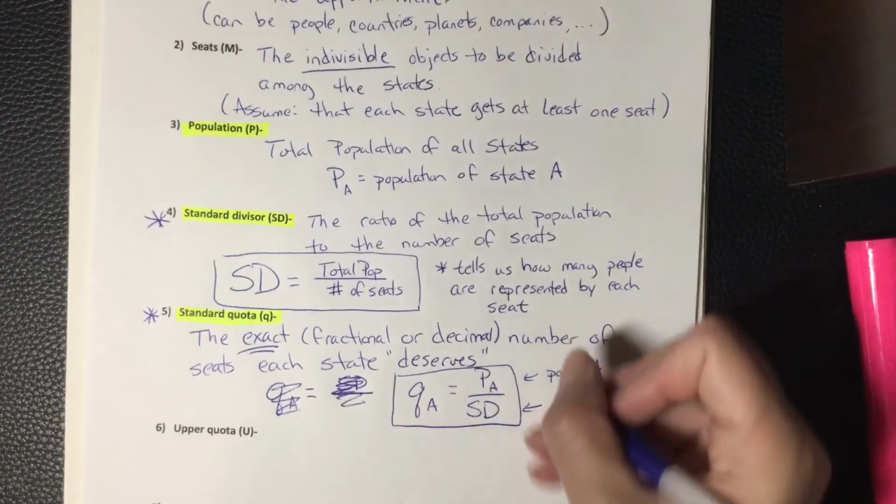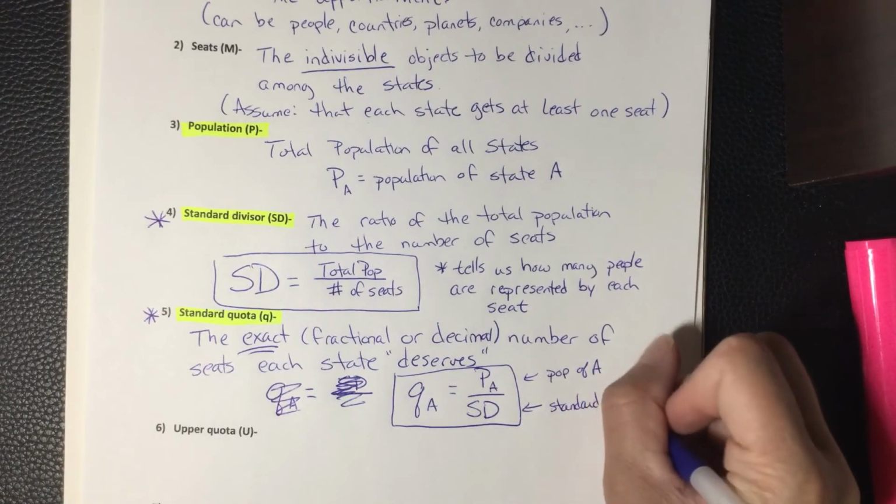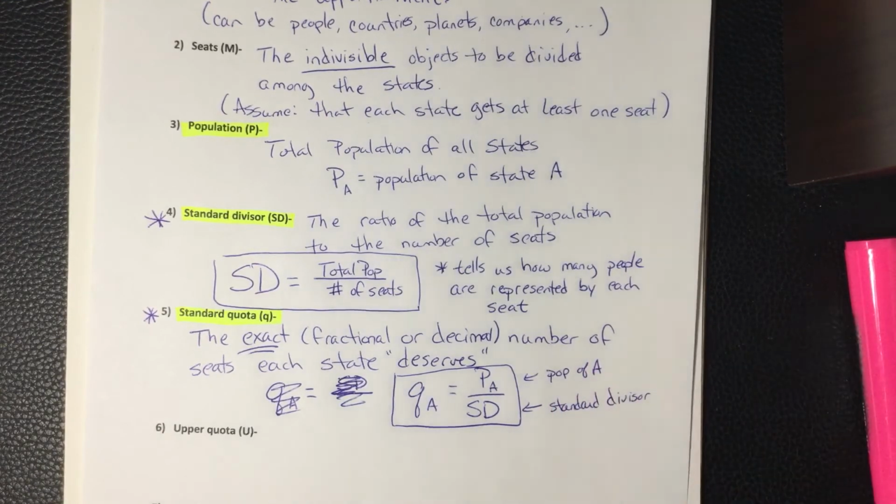We'll just come over here. Okay, so the quota of A is going to be the population of A divided by the standard divisor. Okay, so population of A, and then that's going to be our standard divisor. Now we get into a little bit of a problem here because we just said that when we do the seats that they're indivisible.